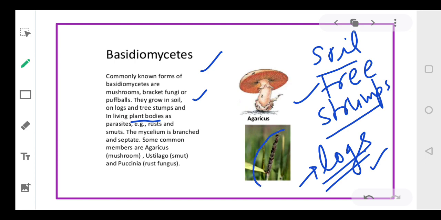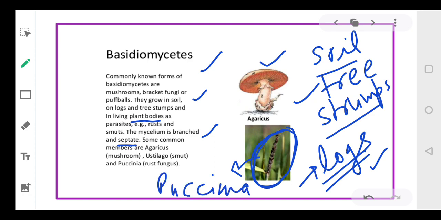See, this kind of structure you must have observed, isn't it? This is a structure shown to be the rust. Okay, clear? It is in the case of wheat. And the mycelium present here is branched and septate. It contains septa. This is your rust fungus which is shown here, which is also called Puccinia.